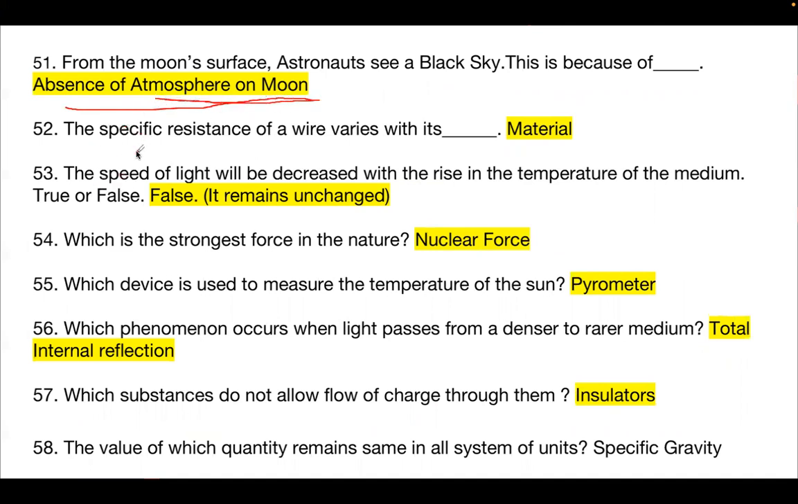Okay. The specific resistance of a wire varies with dash. So specific resistance of a wire varies with its material. Okay. The speed of light will be decreased with the rise in the temperature of the medium. Is it true or false? So this is a false statement. The speed of light does not decrease with the rise of the temperature of the medium, it remains unchanged. It remains constant. Okay. So this statement is wrong.